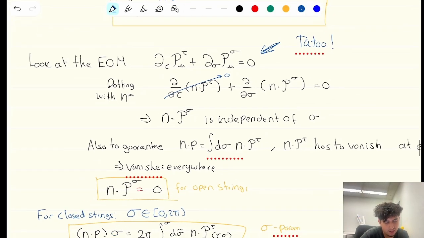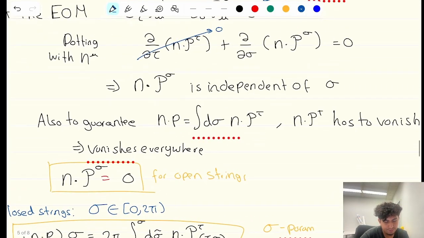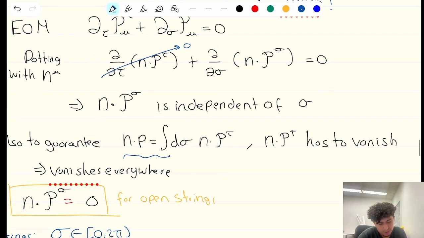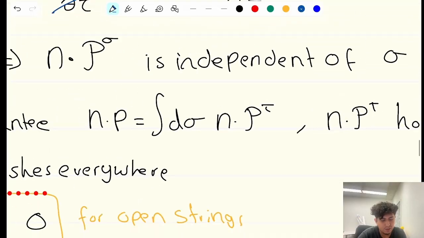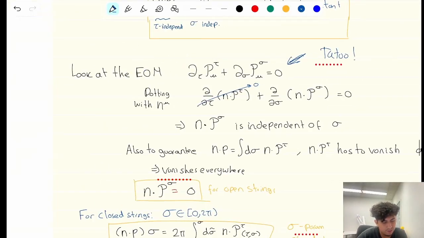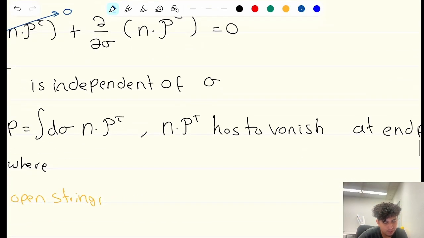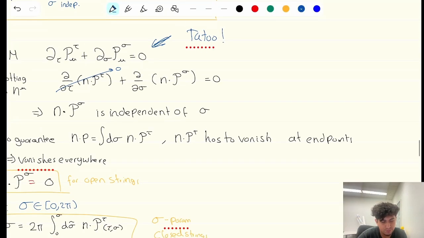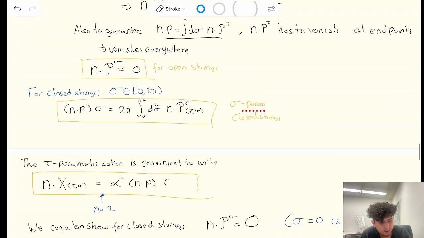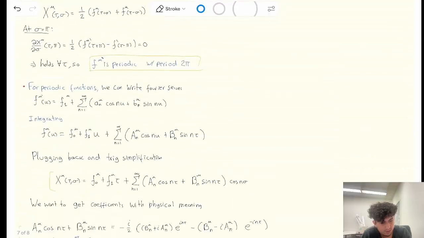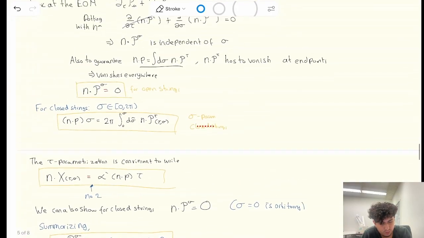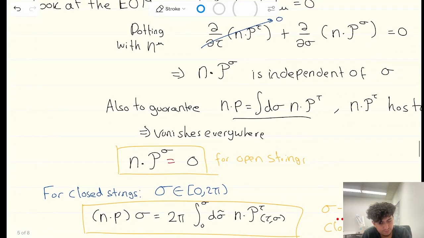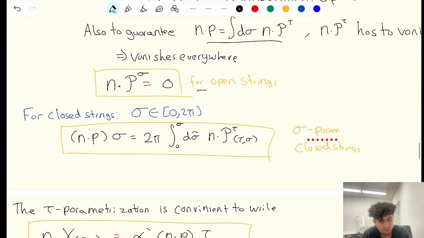Cool. And also, if you remember, here I'm just putting the definition of p, the integral over sigma. And we know that this quantity has to vanish at the endpoints, and from the boundary conditions, we know that, where am I? Here. Cool. So this quantity has to vanish, by the boundary conditions. And that's for open strings, for now.